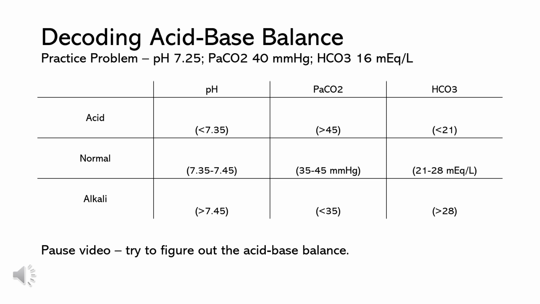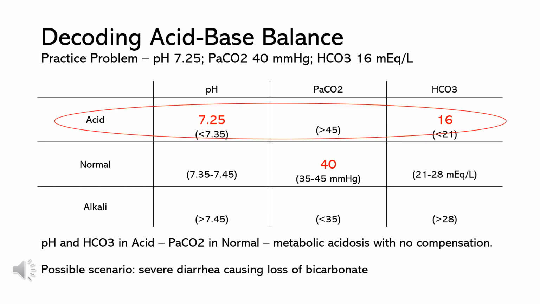Okay, let's do one final practice problem. For this one, your pH is 7.25, your PaCO2 is 40, and your HCO3 is 16. Pause the video, try to figure out the acid-base balance. Okay, so we have all the numbers on the chart.